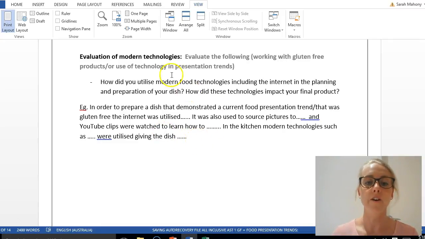All right, so it's focusing on making your dish gluten-free and how you use technology to achieve that, or how you utilised other forms of technology to make sure that it was presented in a manner that replicated or showed some trends. All right, that is it for your evaluation.